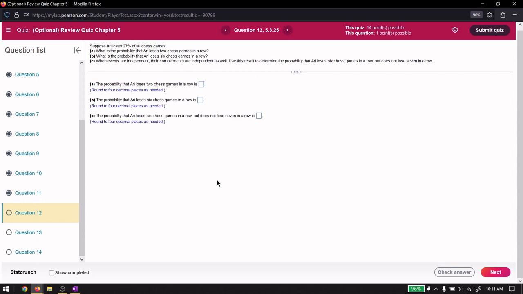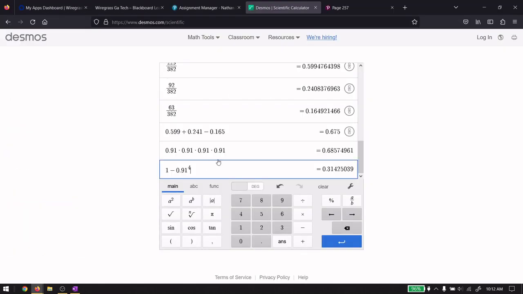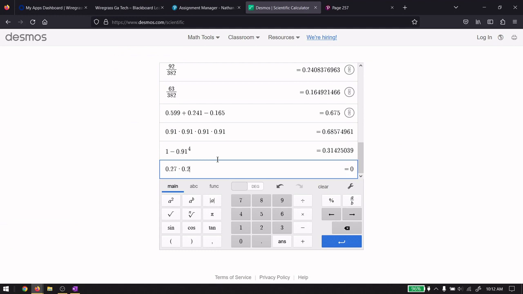Okay. Ari loses 27% of all chess games. What's the probability that Ari loses 2 chess games in a row? Well, Ari loses 27%, right? That's 0.27. So 2 chess games in a row, it's going to be 0.27 times 0.27. So what's the probability of losing the first game? 0.27. What's the probability of losing the first game and the second game is 0.27 times 0.27 because they're going to be independent. So 0.0729.